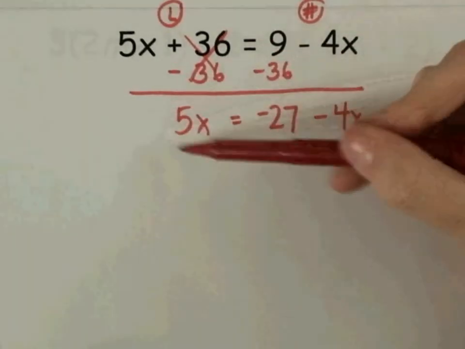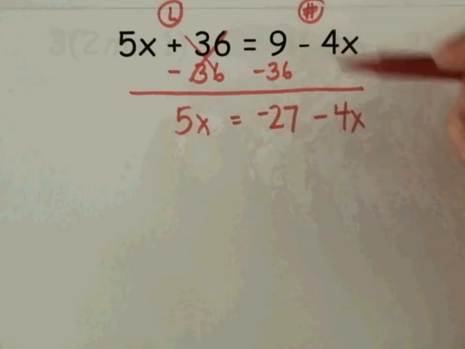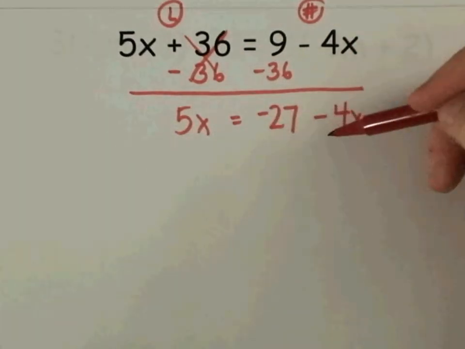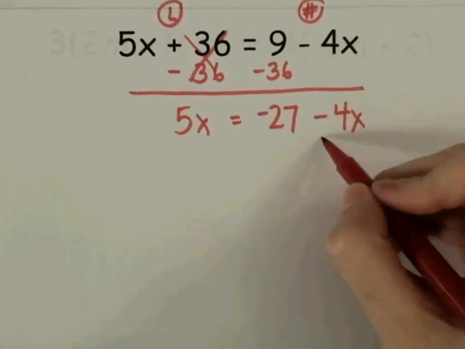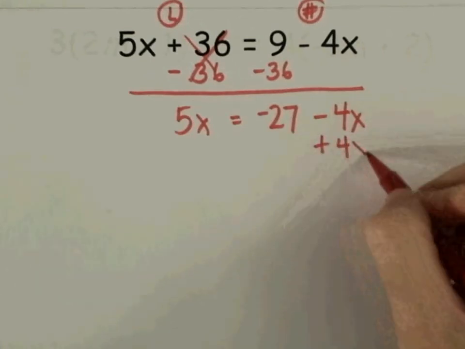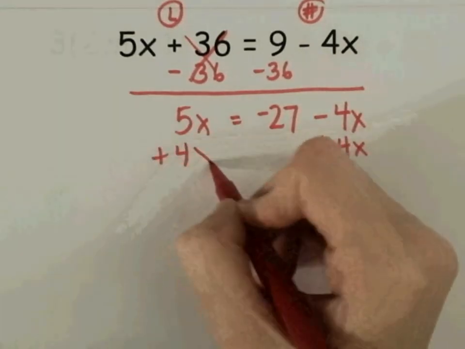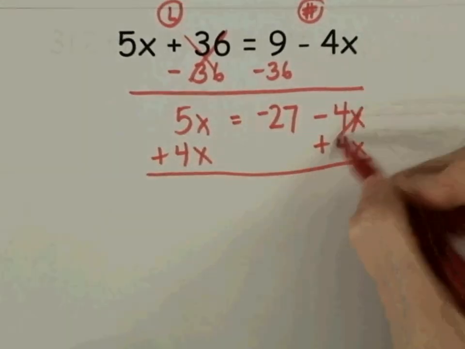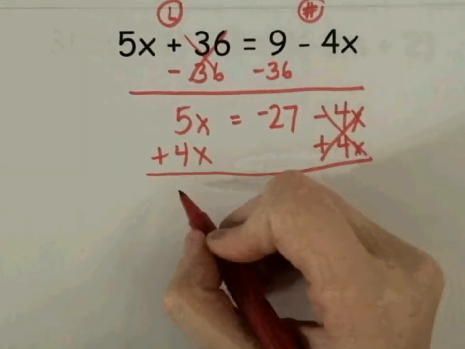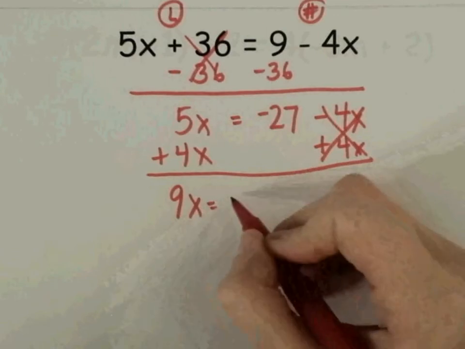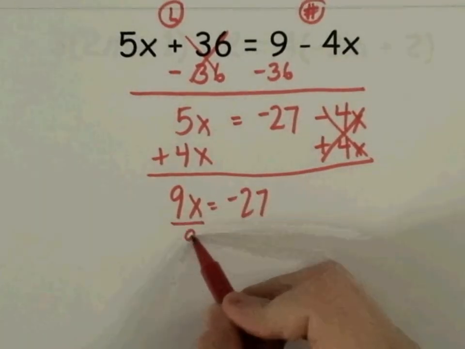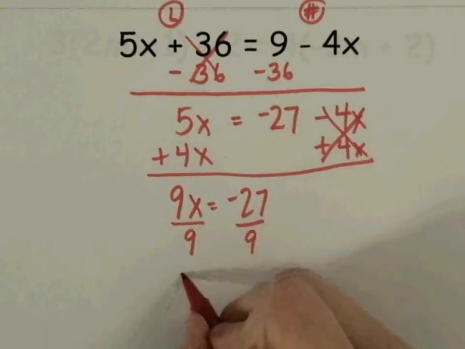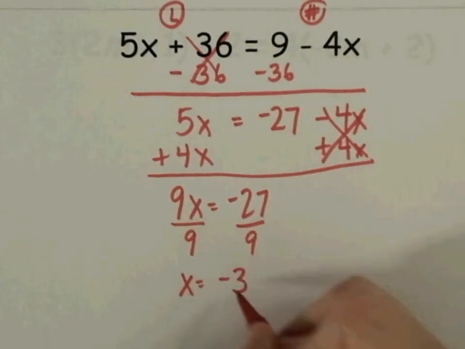Now, yay, I've only got letters on the left side, but when I look over here, I don't only have numbers on the right side. I've got this minus 4x. To get rid of minus 4x, I'm going to add 4x to both sides, which makes them go away here, and I have 9x equals negative 27. Okay, so I divide both sides by 9, and I get x equals negative 3.